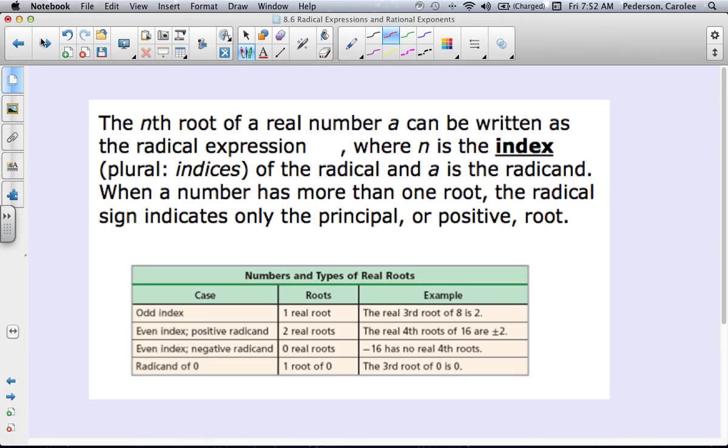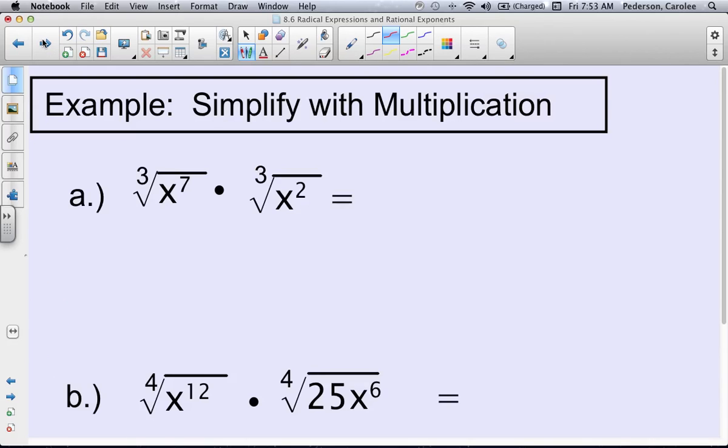All right. This is just a little piece from your textbook talking about the nth root, depending on what the index is. So if you have an odd index, you could have one real root. So like cubed root of 8 would be 2. You can just read through that. It's also in your textbook. So now we're going to focus on multiplication. I'll save this for the next video.